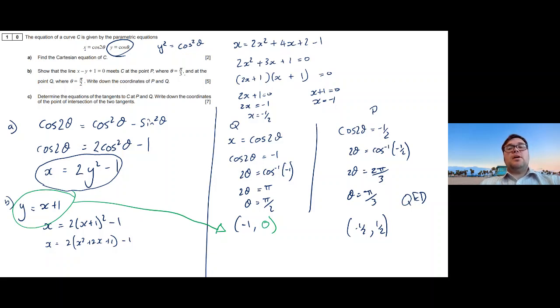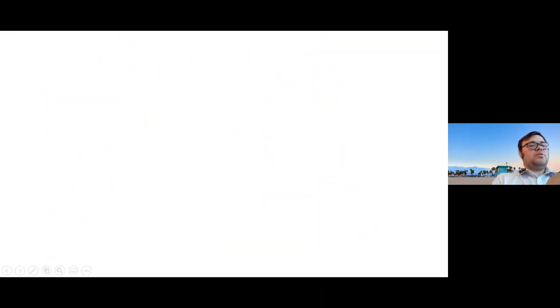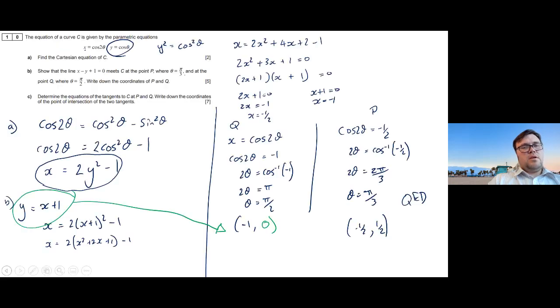Well, to do that, I need a gradient. So I can work out the y equals mx plus c because they are told to be straight lines, because they're tangents. So I need to work out the gradient. I've already got the coordinates. So let's then work out the gradient. We have x equals cos 2 theta, y equals cos theta.